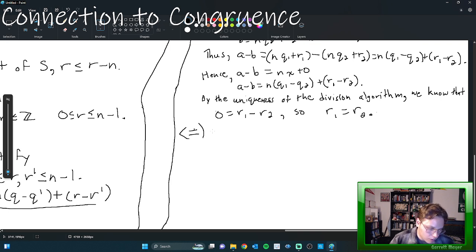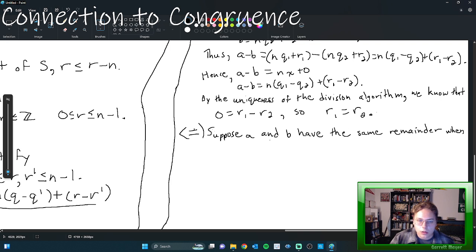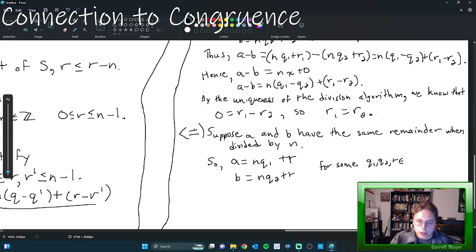So for this direction, what we're going to do is suppose that A and B have the same remainder when divided by n. So what we see here is that A equals nQ1 plus R, and B equals nQ2 plus R for some Q1, Q2, and R all in the set of integers, where 0 is less than or equal to R, is less than or equal to n minus 1, sorry.